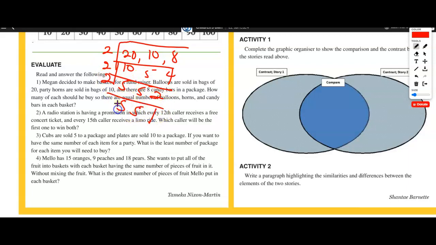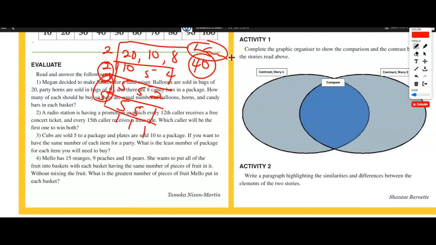1. Right back 5. And then 5 into 5, 1. 1. 1. Multiply everything on the outside. 5 times 2, 10. 10 times 2, 20. 20 times 2, 40. Okay? So the lowest common multiple would be 40.